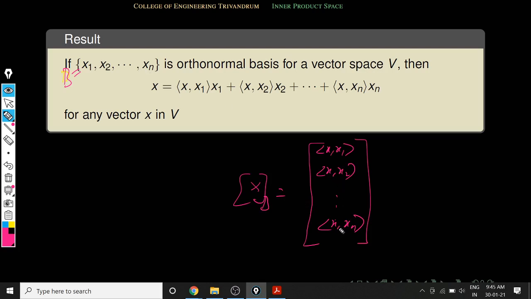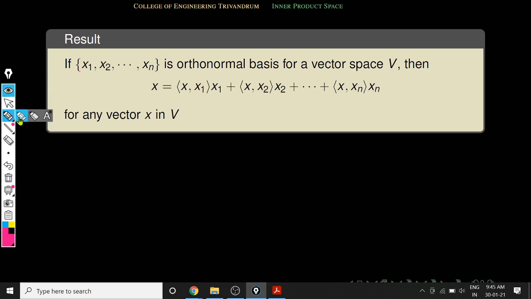So we can easily compute the coordinate if the basis is orthonormal by computing only n inner products. That is one advantage of this result. We can compute the coordinate by computing n inner products instead of solving n simultaneous linear equations. Solving simultaneous equations is not an easy process; it is computationally expensive. Anyway, its proof is very simple. This is similar to our previous result.